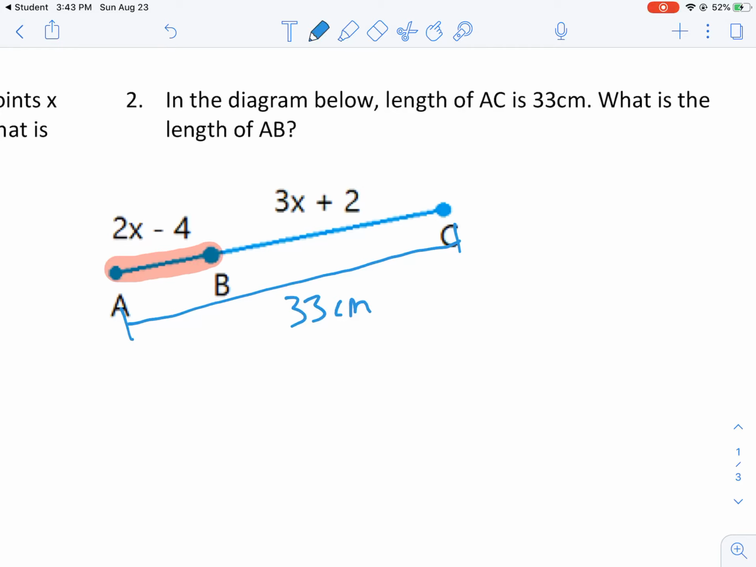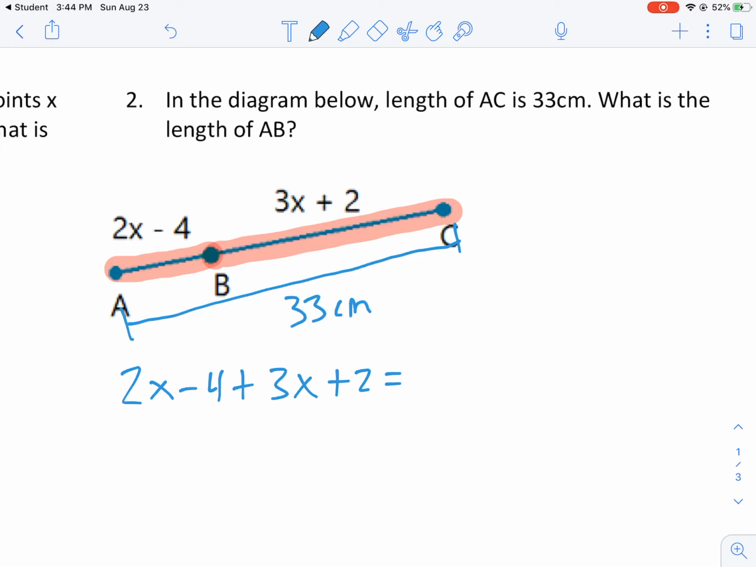So again, in order to do this, we're going to have to create an equation that we're then going to solve. Remember, in the segment addition postulate, the parts add up to make the whole thing. So our first part right here is 2x minus 4. Our second part is from B to C, so that's 3x plus 2. So we're going to add that into our equation.